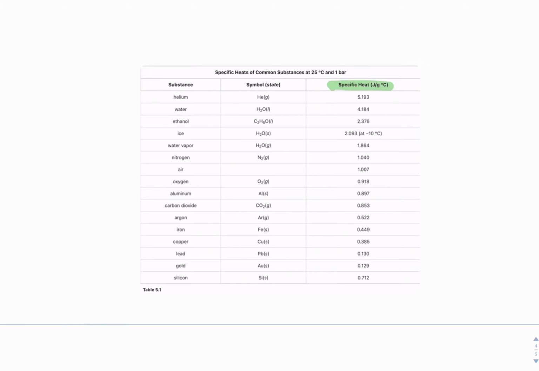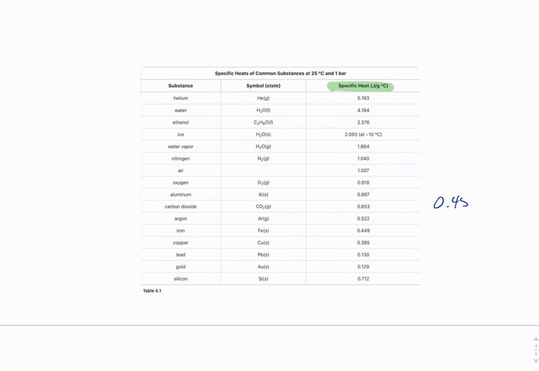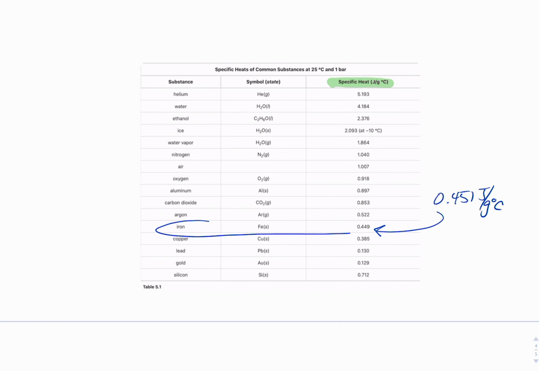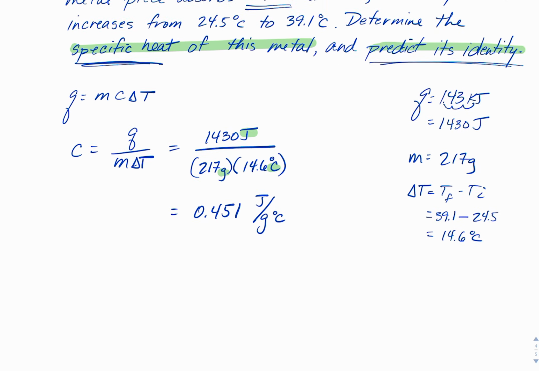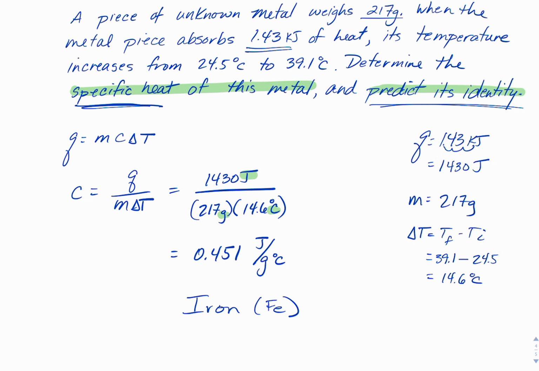And so you just look for our answer of 0.451 joules per gram degree C and see if there's one that's close to that. And it looks like this one's actually the closest one right here. And so we could predict, and we don't know 100% sure, but we could predict that that substance is probably iron, or Fe. Okay, so that's how you do that problem.